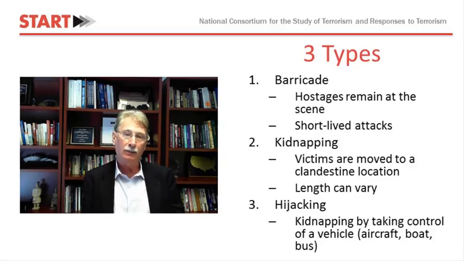A second type of attack involving hostages, which does not typically play out rapidly, is a kidnapping. Perpetrators in this case target specific victims, but they move them or attempt to move them to a clandestine location. To the extent that kidnappers can keep their whereabouts and the location of their victims unknown, these types of attacks can go on for a very long period of time, sometimes, in fact, into the years.